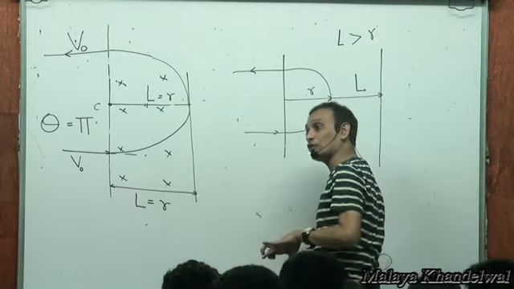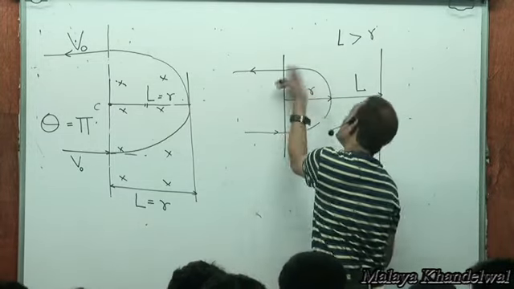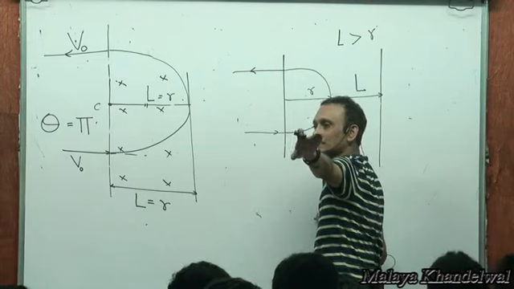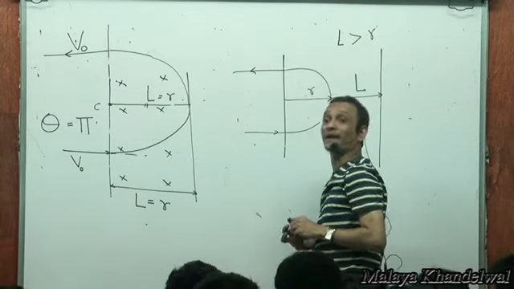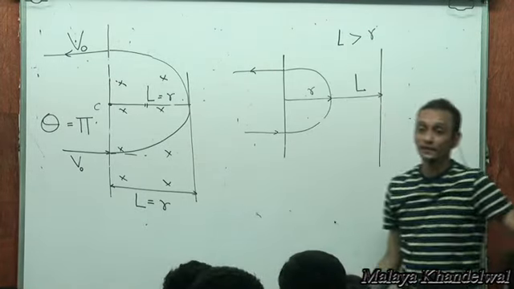So for L greater than or equal to R, it will execute a semicircle and exit. The deviation would be 180 degrees. Deviation produced is going to be 180 degrees.